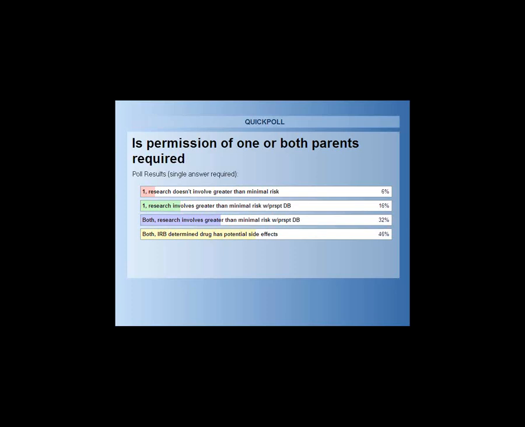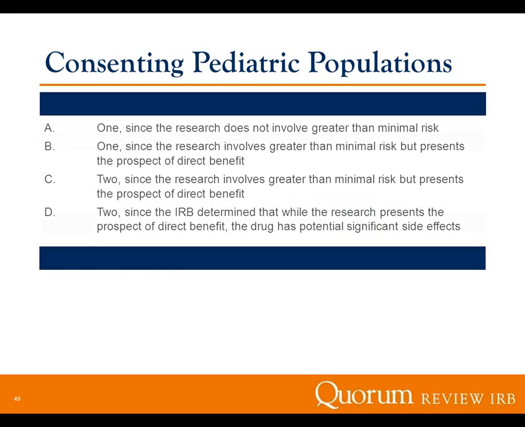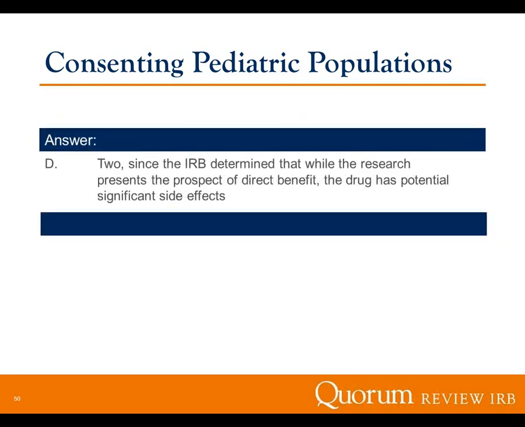Okay, so our answers are in. Looks like we have the majority of people saying D. We did have a significant number saying C as well. So let's take a look at the answer. The correct answer is answer D. So to go through the answers real quick, A, 1, since the research does not involve greater than minimum risk, we know the study involves greater than minimum risk.